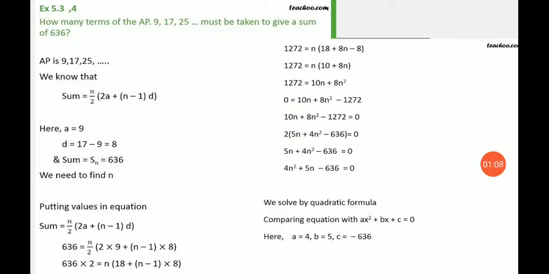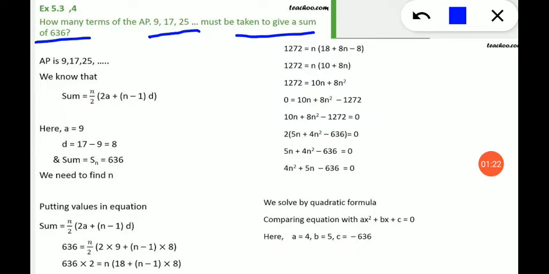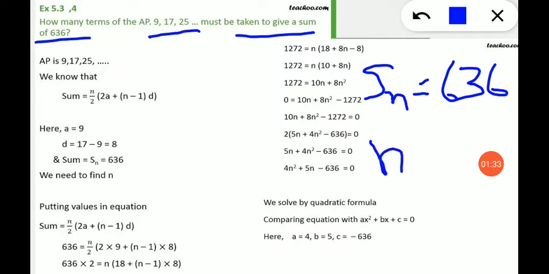Now, question 4 says how many terms of the AP, what is the AP? 9, 17, 25, dot, dot, dot. So, how many terms of this AP must be taken to give a sum of 636? Here, the sum Sn is given as 636, and we have to find how many terms, which means we have to find the value of n.